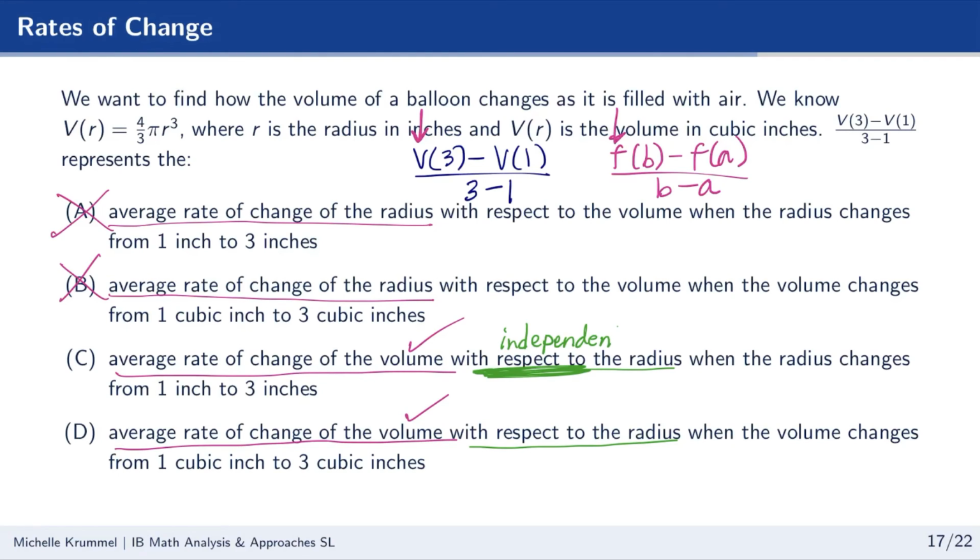If you don't remember the difference between independent variable and dependent variable, the independent variable is the input. It's like the x if your function is in y equals mx or y equals the function of x form. So both of these options say with respect to radius, which is good. So we know that these are volumes that we're subtracting in the numerator and radii that we're subtracting in the denominator. So it should be average rate of change of volume with respect to radius. And then is it when the radius changes from 1 to 3 inches or is it when the volume changes from 1 to 3 cubic inches? Well, it's the radius that's changing from 1 to 3 inches. So it should be C.